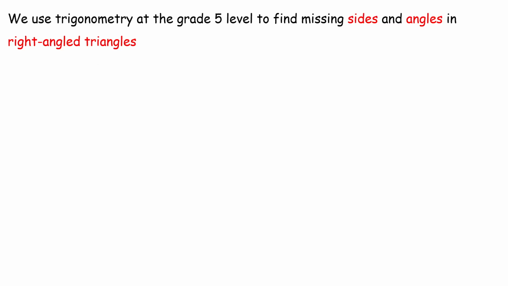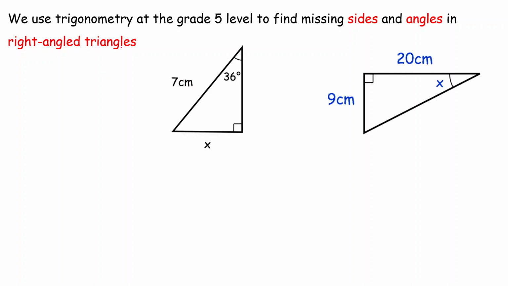We use trigonometry at the grade 5 level to find missing sides and angles, and really importantly in right angle triangles. So for example, here are two triangles where you're given some information, but they're both right angled, and you could be finding a missing side, like in this one over here, or you could be finding a missing angle, like this one over here. But they've got to be right angle triangles for what we're looking at today.